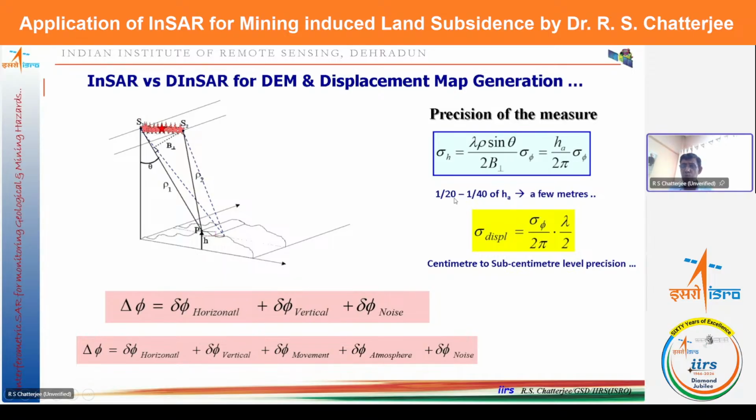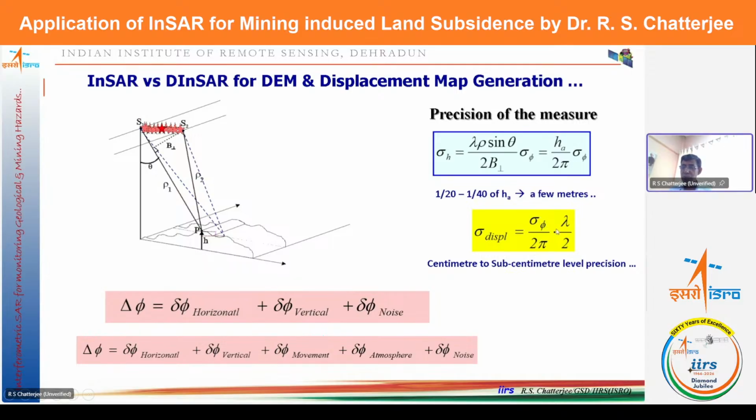Practically, it is about 1/20 to 1/40 of the fringe height or altitude of ambiguity, which comes around a few meters DEM precision. But in the case of differential interferometry, that is for land surface displacement, this is the precision of measure, sigma phi upon 2 pi into lambda by 2. And sigma phi is this uncertainty in the phase measure. It is not more than 10 to 20 degrees.